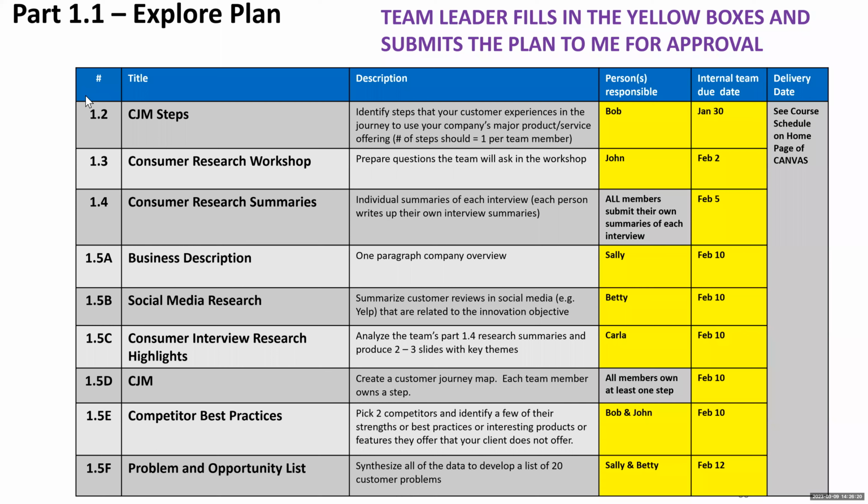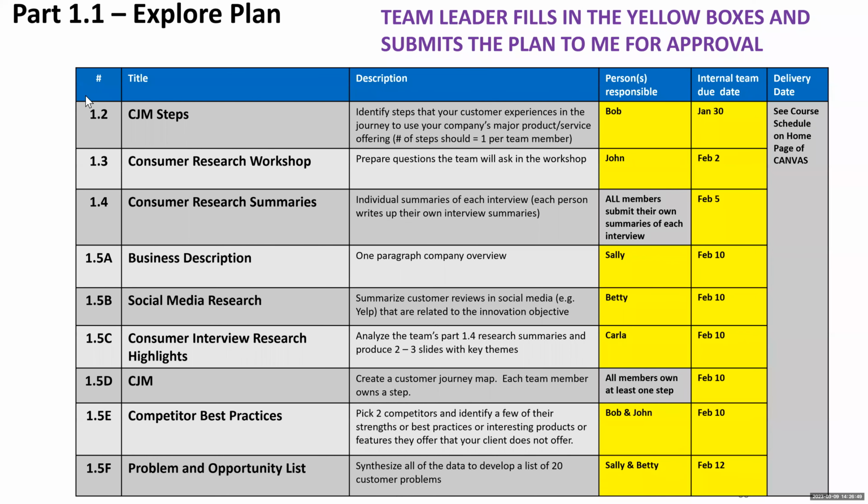I'll review the plan, and I might go back and forth with the team leader, and I might say, well, Bob doesn't have, or Sally doesn't have, or in this one, Carla doesn't have enough work. You only gave Carla one thing to do. So maybe you want to have Carla partner up with Betty or something like that. So I will work with them to make sure that the plan has an equal amount of work, but I don't dictate to them how they're going to develop the plan.